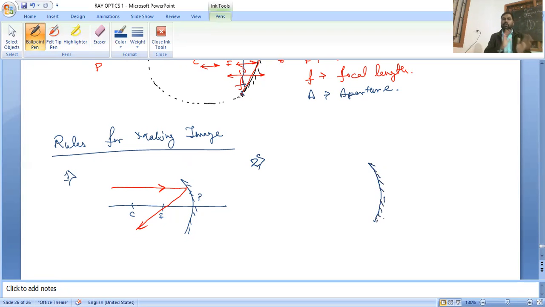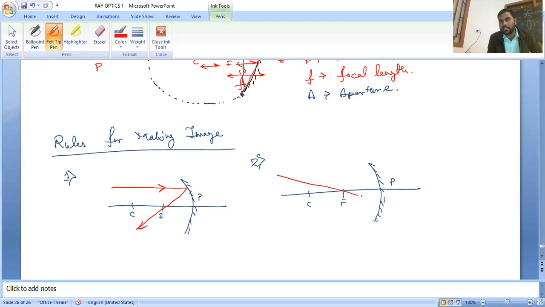These laws are the same for both convex and concave mirrors. Don't confuse them, don't mix them up. So this is my principal axis, this is my center of curvature, this is my focus, this is my pole. Now the second rule says: what happens if a ray passes through the focus?